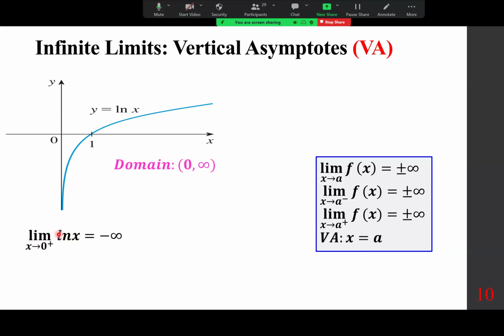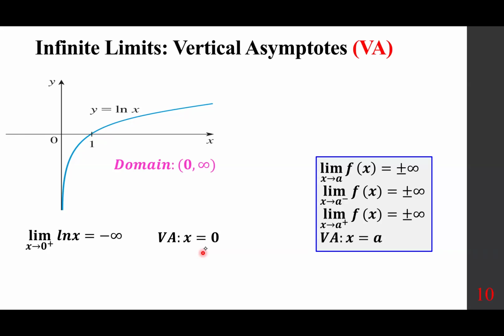So this is the limit of ln x as x approaches 0 from the right is negative infinity, and it makes a vertical asymptote x equals 0. Pretty straightforward, everybody.